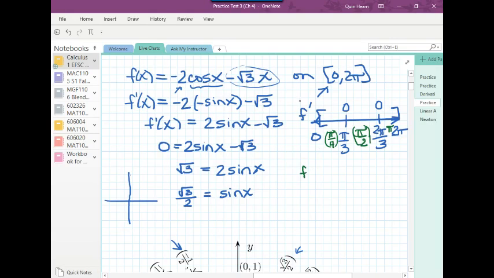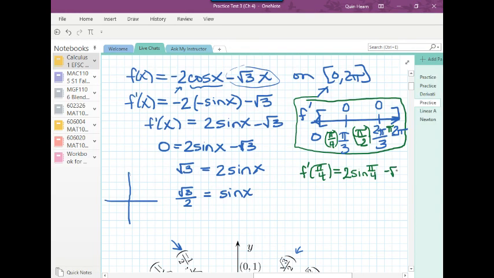So one reason why I always write the little f prime to the side of my number line when I'm making a sign chart is so that I remember what function I'm plugging into, because sometimes we make a sign chart for f, sometimes we make a sign chart for f prime, and sometimes we make a sign chart for f double prime, the second derivative. All right, so plugging into f prime, we have f prime of pi over 4 equals, and it's going to be 2 times the sine of pi over 4 minus the square root of 3.